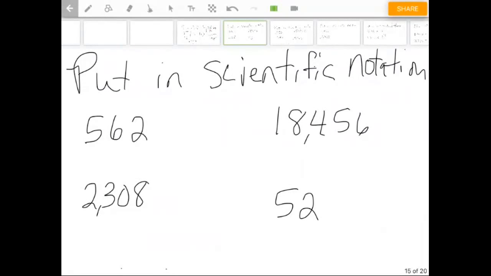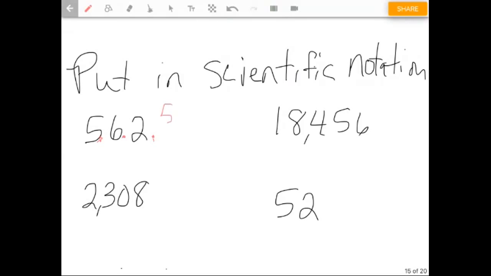All right, so if we want to put a number in scientific notation, 562, you have to put the decimal where the number is going to be between 1 and 10. So notice if I put it here, that would be 562, so that wouldn't work. If I put it here, that would be 56.2, so that wouldn't work. If I put it here, it'd be 5.62. That would work because 5.62 is between 1 and 10. So there's our first number.